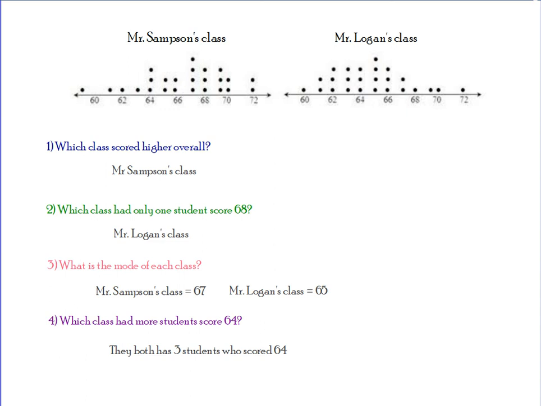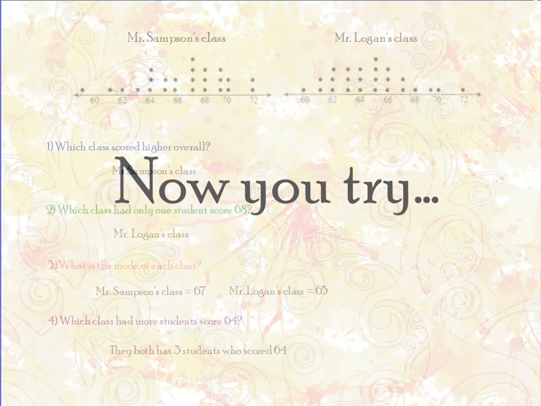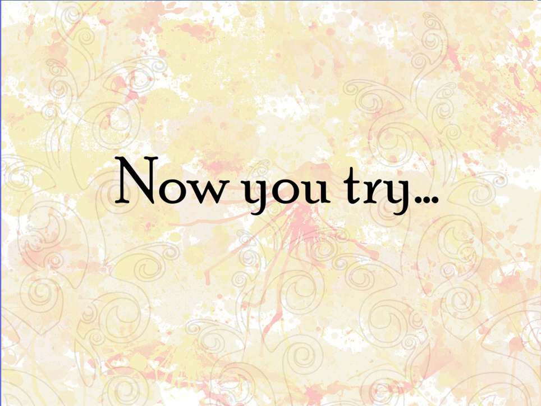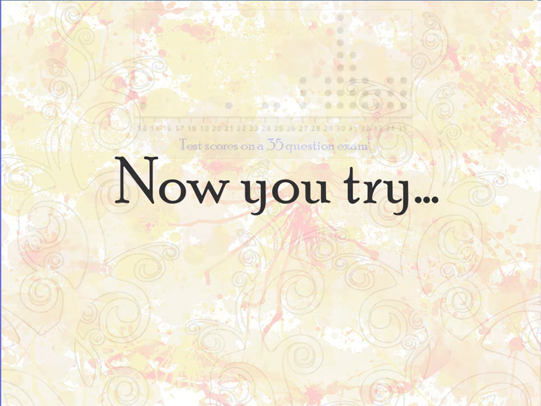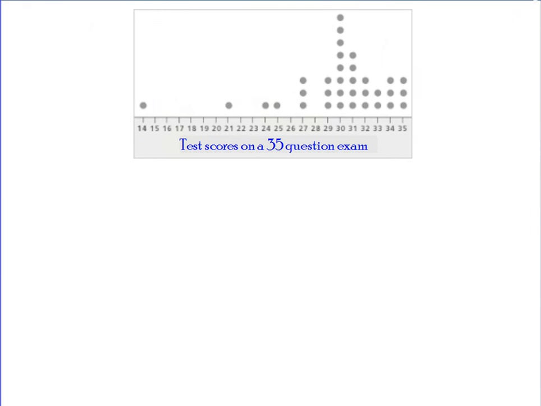All right, now I'm going to give you a chance to try to find these values on a dot plot. Here's your dot plot. I'd like you to find the outlier, the mean with the outlier and the mean without the outlier, the mode, and the median for this graph. Go ahead and pause the video, give yourself some time to find these values, and then restart the video when you're done.